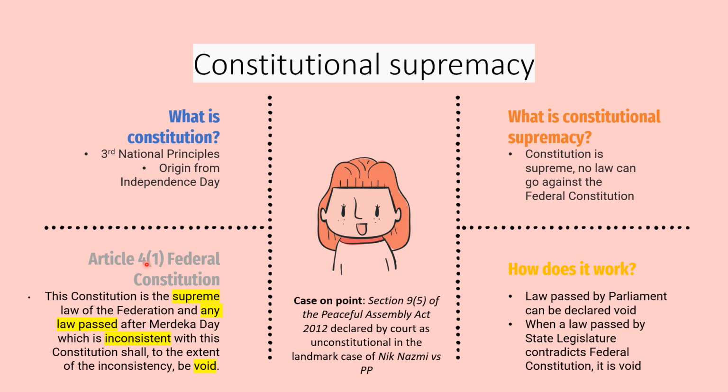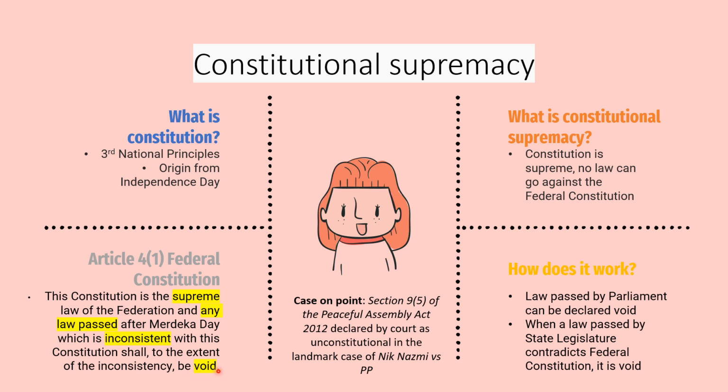This stems from the Federal Constitution itself, in Article 4, Clause 1, where it says, "This Constitution is the supreme law of the Federation, and any law passed after Merdeka Day which is inconsistent with this Constitution shall, to the extent of the inconsistency, be void." I have highlighted in yellow the important words to point out. The words, as you can see, are supreme, any law passed, inconsistent, and void.